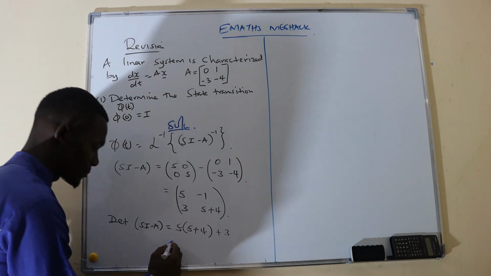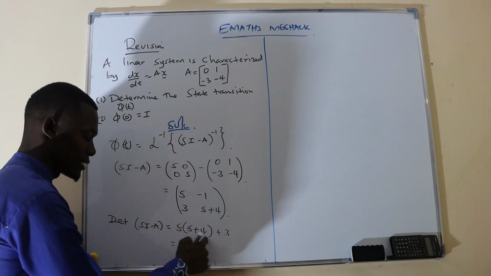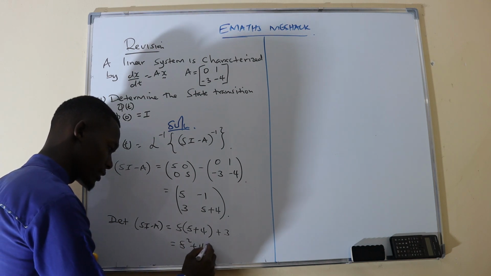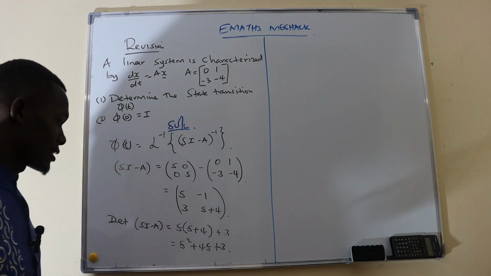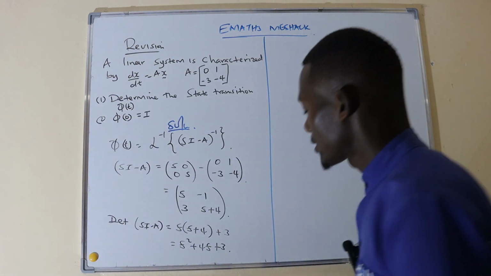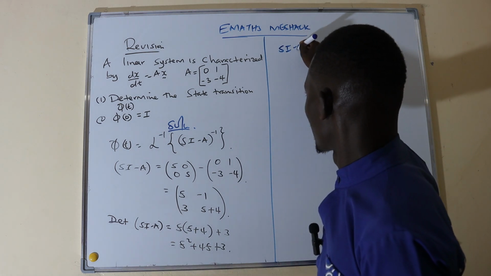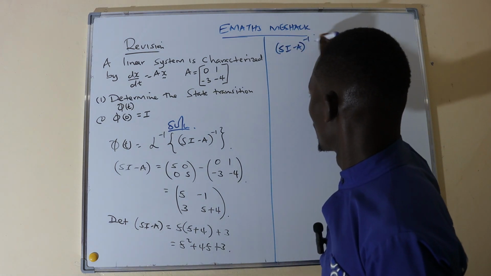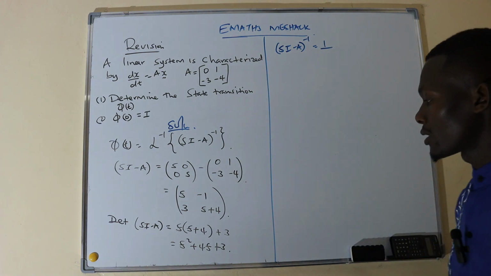Positive 3. So expanding this one, we shall have S times S, S squared, then S times 4, plus 4S, then plus 3. So that is our determinant. Therefore, writing SI minus A inverse, it will be given by 1 over determinant. We know inverse is always given as 1 over determinant.